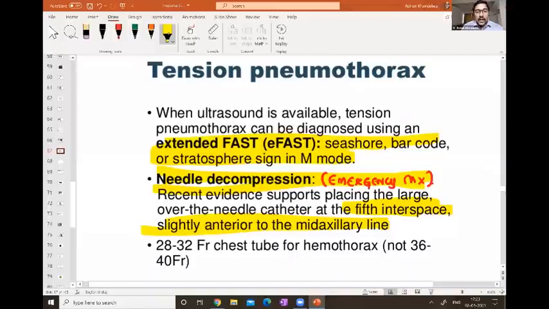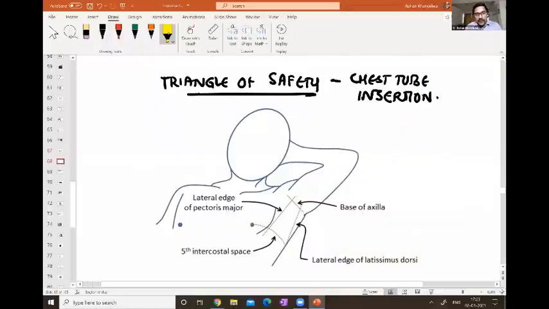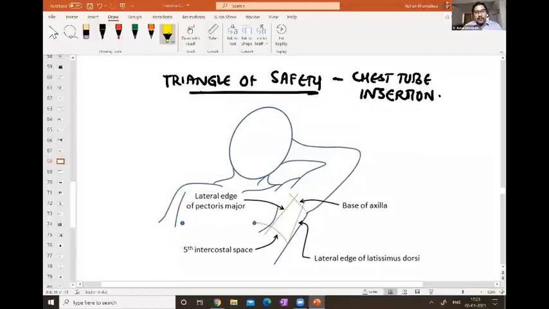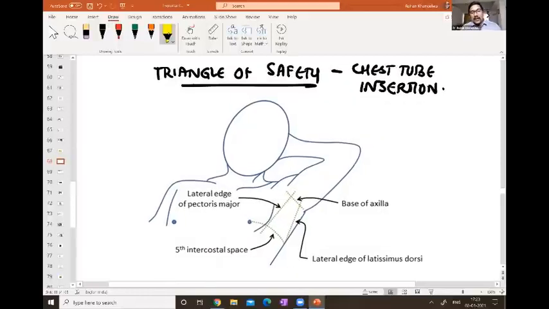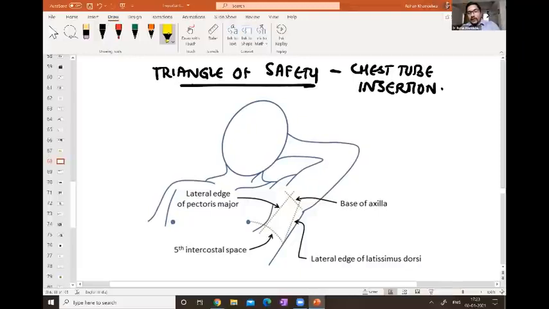This is the triangle of safety where a chest tube is inserted. You should be able to identify this triangle. This is bounded by the lateral edge of the pectoralis major, the lateral edge of latissimus dorsi. Apex is in the axilla, and the base is formed by the 5th intercostal space.